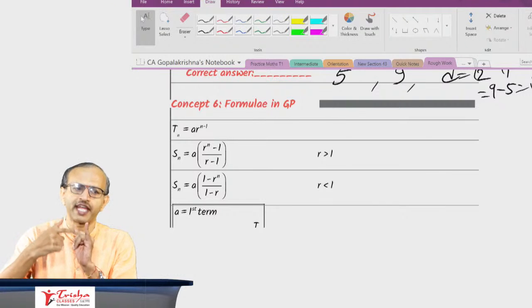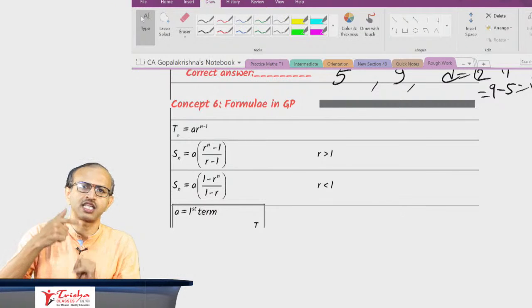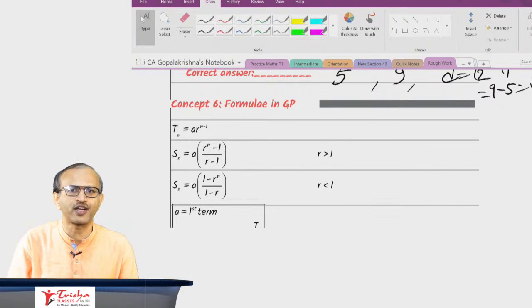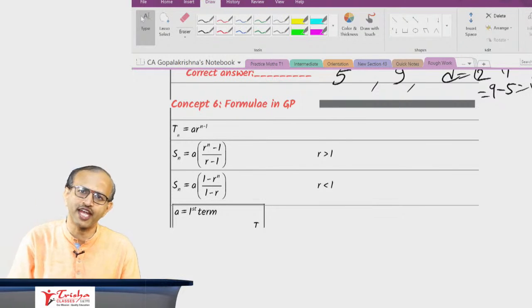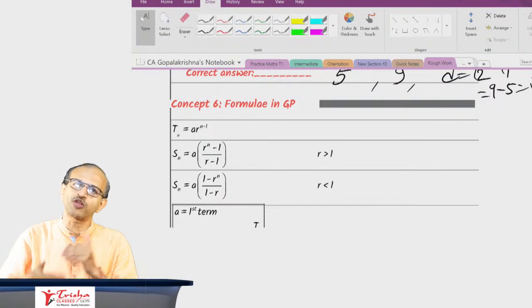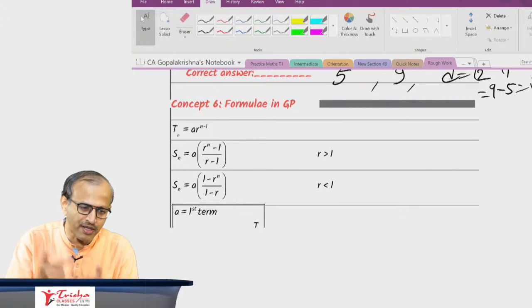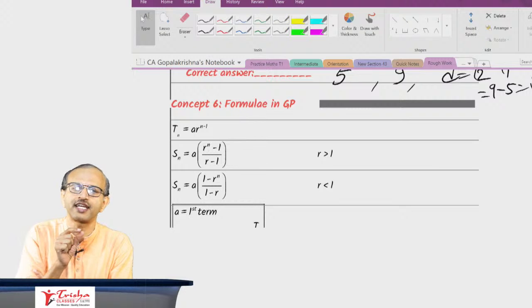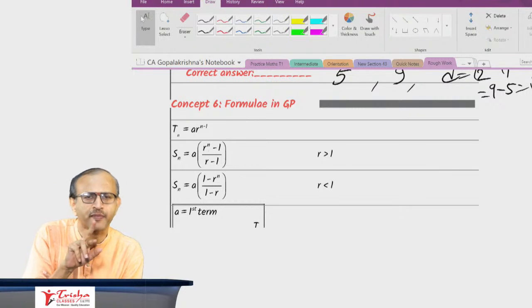4 2s are 8, 8 2s are 16, 32, 64, 128, 256, 512, 1024, 2048, 4096, 8192, 16,384. It goes on and on. It is just multiply, multiply, multiply every time. So the ratio here is basically T2 divided by T1.